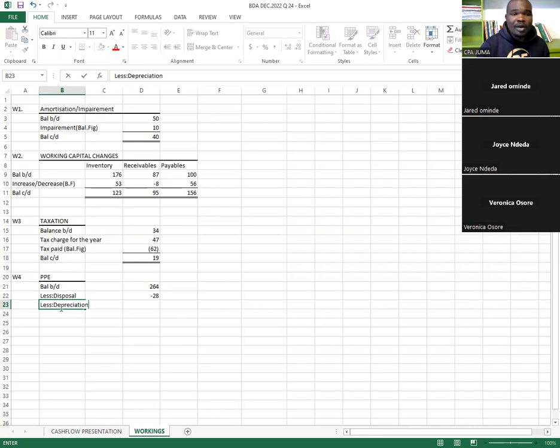Depreciation also, I want to check how they arrived at the closing figure. Our depreciation in note 2 was 43. So you must also subtract the depreciation, that 43. We're just checking the analysis of what could have happened. Then check under equity.